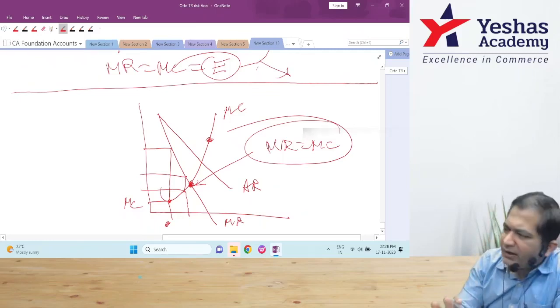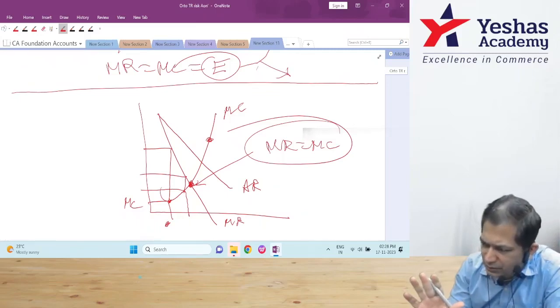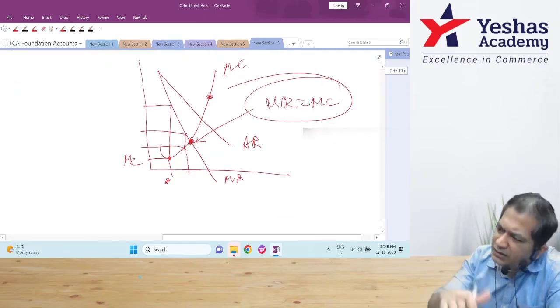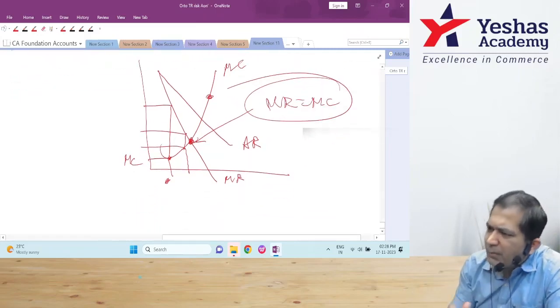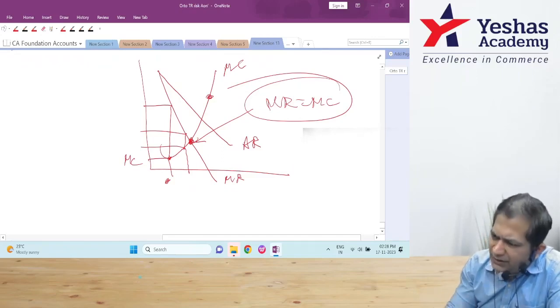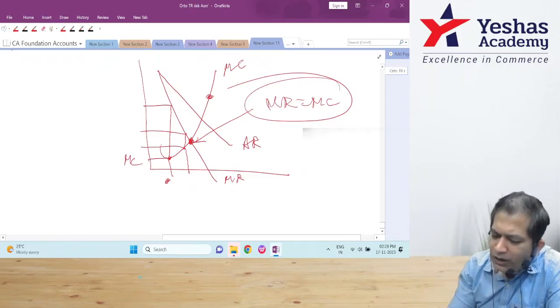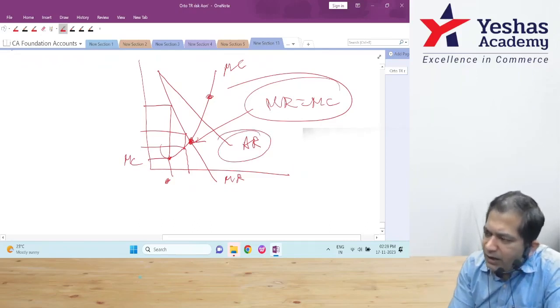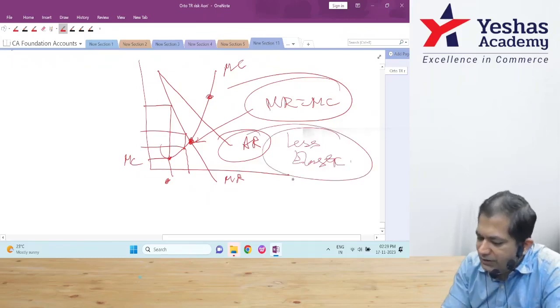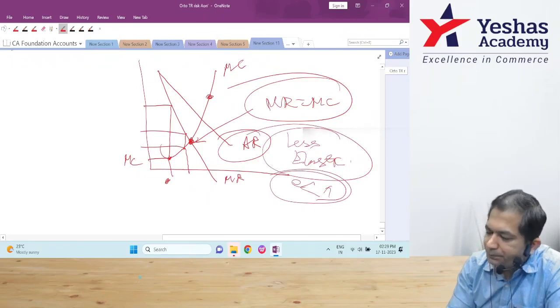If you don't remember the diagram, just remember two things here. One thing basically, because other three things is similar to perfect competition. MR more than MC, increase the level of output. MR less than MC, decrease the level of output. MR equals to MC, equilibrium. The only one thing you have to remember is that the demand curve is downward sloping and less elastic or inelastic, E less than 1.